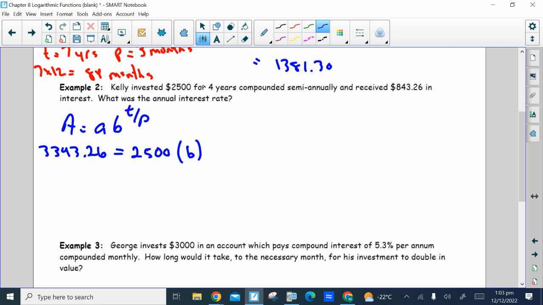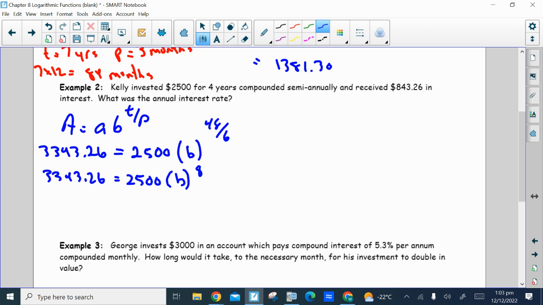So if we change the 4 years to months, 4 times 12 is 48, divided by 6 months, which is how often the interest is calculated. 48 divided by 6 is 8. Which is how many times the interest would be calculated. It's being compounded for 4 years, twice a year. Twice a year for 4 years, you're going to have 8 different times the interest is calculated.